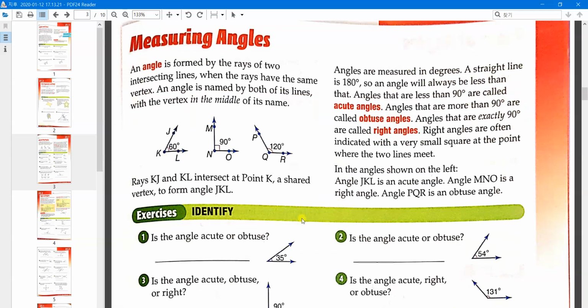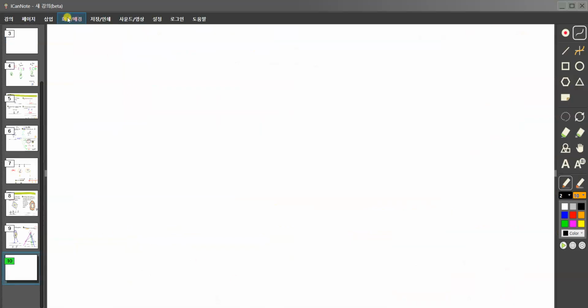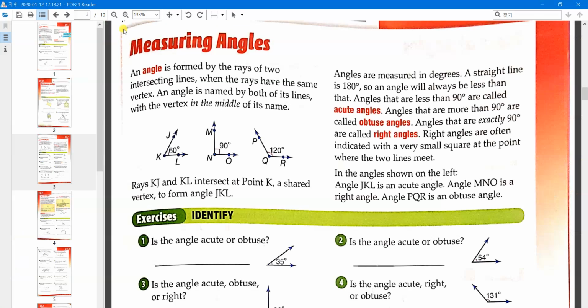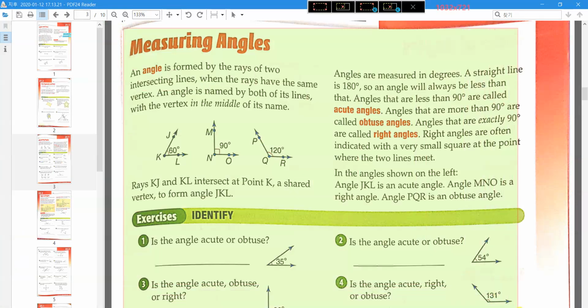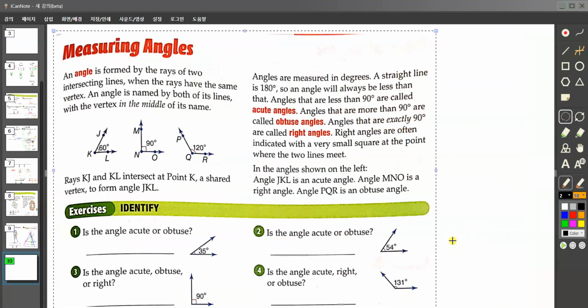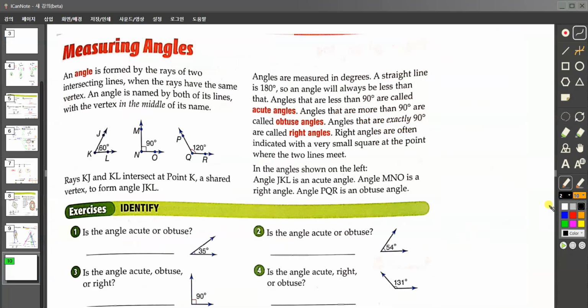Measuring angles. There are various kinds of angles. Okay, so let's go. I hate this marker. Do you already know about it? I'm not sure.